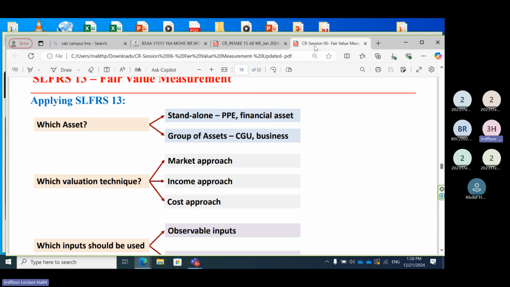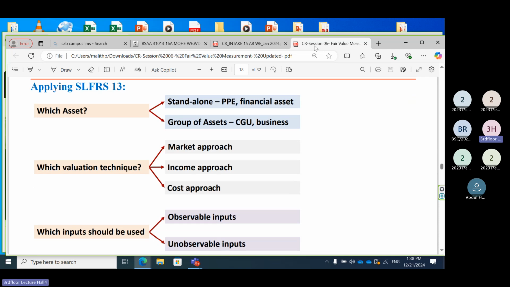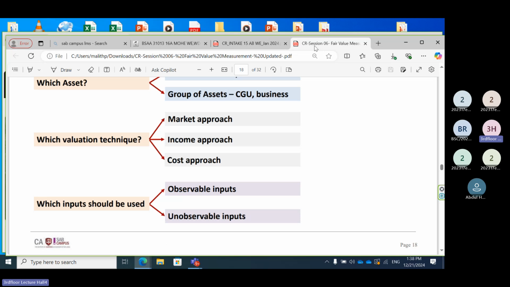And then which valuation technique are you going to use? Market approach, income or cost approach. We are giving the priority to the market approach, right? And then decide your inputs, observable inputs or unobservable inputs. That's about valuation, right? These decisions should be taken by you.